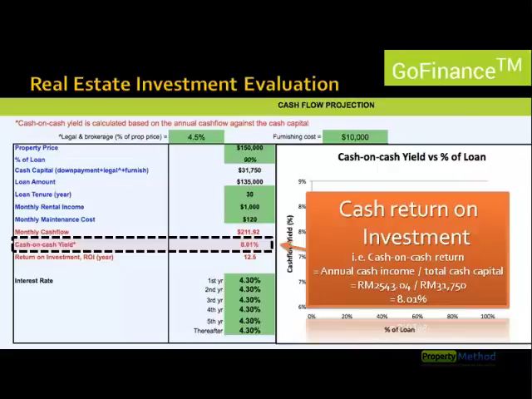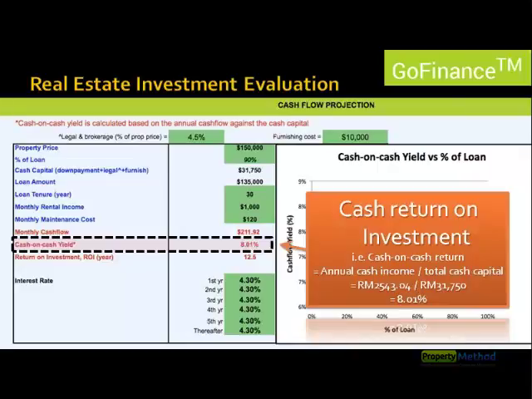This cash on cash return, or cash return on cash investment, is the annual cash return in percentage of the total cash capital that we have invested. So dividing annual cash flow income, which we just calculated for one whole year, about 2,500 something, by the total cash capital required, which we can see from the cash capital here is 31,750. So just divide these two numbers.